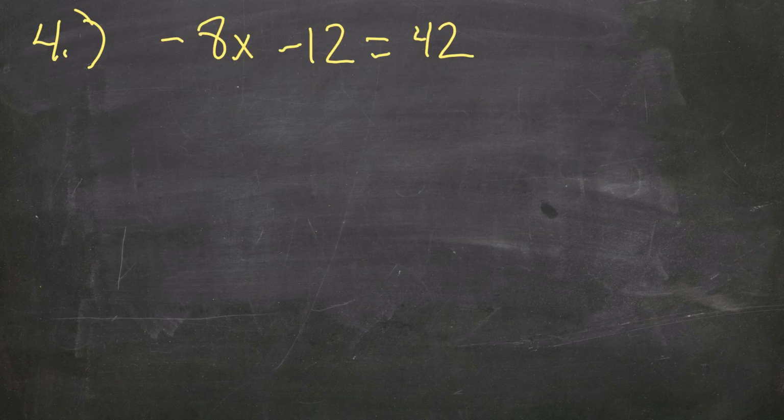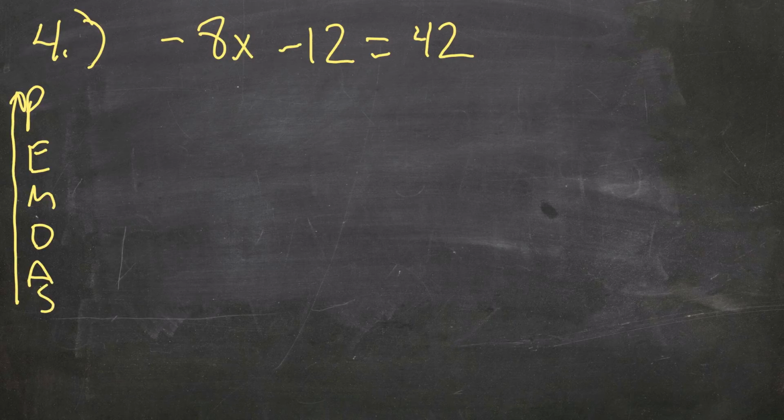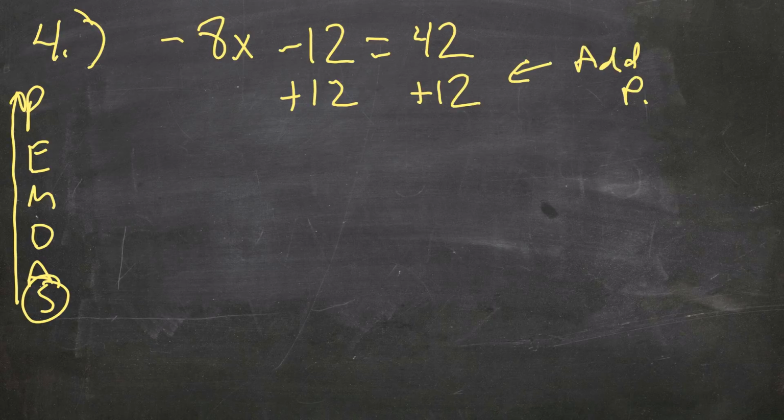Alright, number 4, I have minus 8x minus 12 equals 42. Once again, I write PEMDAS down. There is subtraction. See, right away I see subtraction. How do I get rid of the subtraction? I add 12 to both sides. That's called my addition property of equality. If you see subtraction, that's why we're writing the add POE, so you have to remember, add 12 to both sides. That gives me minus 8x equals 54.